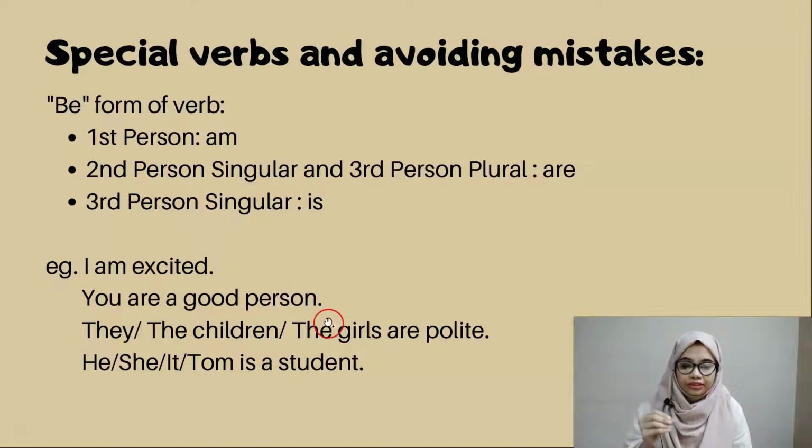They, the children, the girls. Third person plural, the one here, third person plural takes are. They, the children, the girls are polite. He, she, it, Tom is a student. Third person singular takes is. He, she, it, Tom is a student. So these were the two verbs, the has and have form of verb and the be form of verb, which are confusing, and they have different forms for different subjects, and that is why we needed to include this in our video.